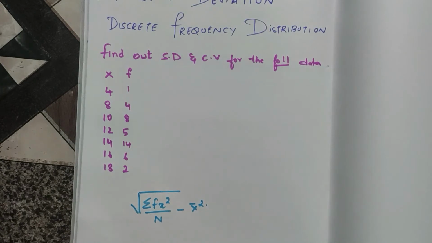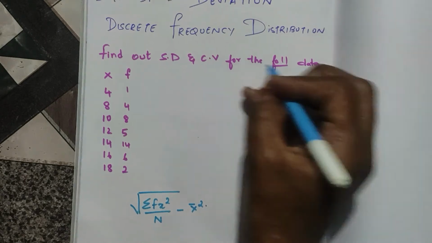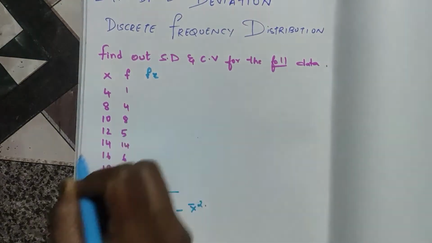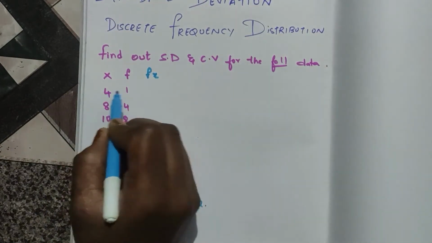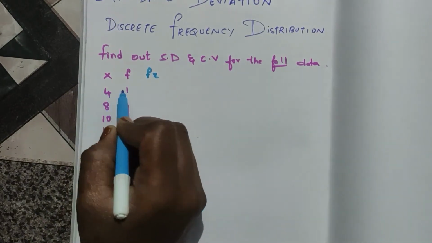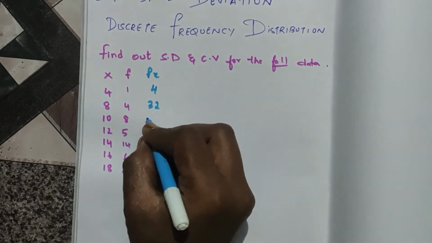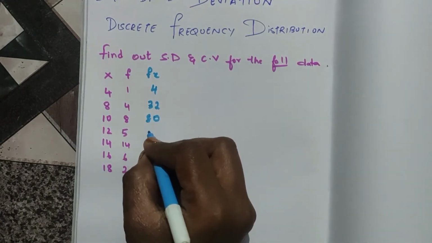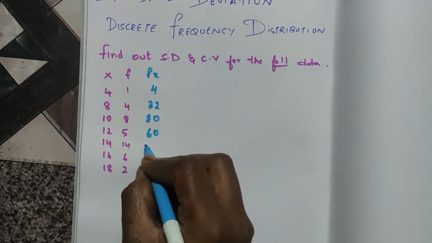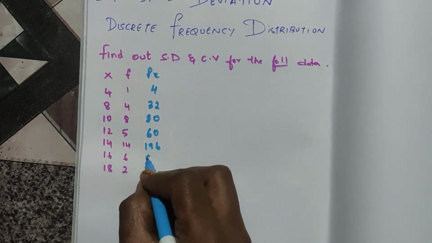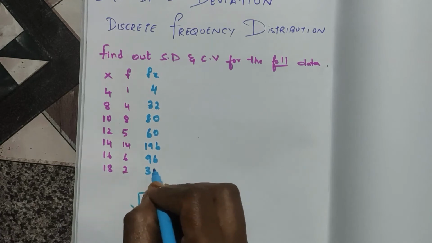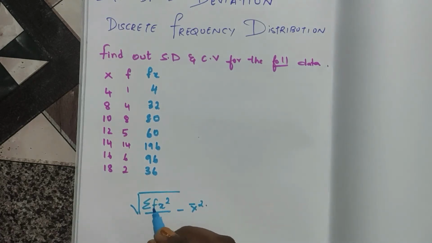Looking at this formula, we can come to know that we have to find out fx, then we need to find out fx square. So let's find out. First fx. How to find out fx? You need to multiply both of these values. So 4 ones are 4, 8 fours are 32, and then it's 80, and then 60, 196, 96, 36. So now we found out what our fx is.